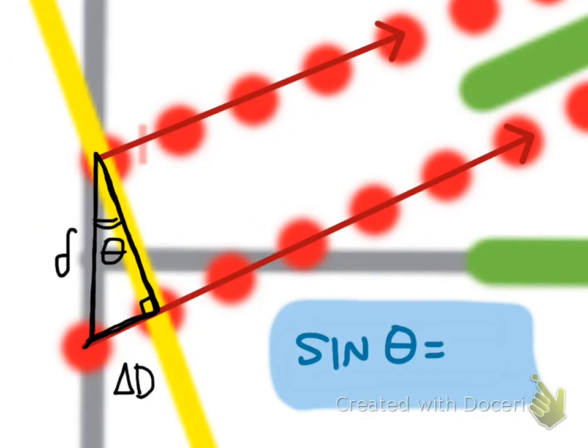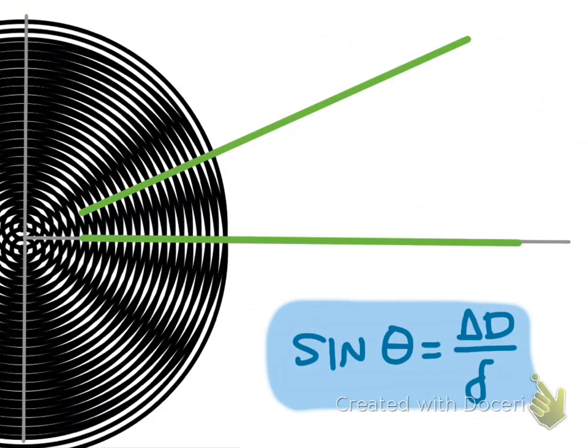And in this case right here, we can use the sine function, and the sine of that angle will be the opposite side, which is our delta D, or path length difference, divided by little d, which is the distance between the two sources. And this is the equation we've developed to be able to find the location of any lines of constructive or destructive interference. Here's how it works back on our big picture. Looks a little something like this.